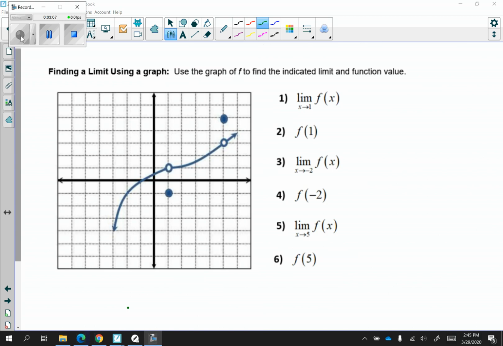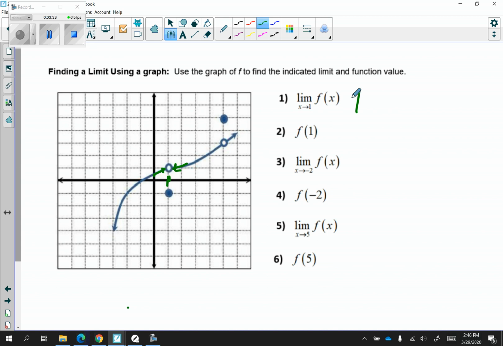If we look at the next page, it says finding a limit using a graph. Use the graph of f to find the indicated limit and function value. So let's look at number 1. Find the limit as x approaches 1 of f of x. So let's look. As I approach 1, here's 1 on the left, and on the right, it appears to be approaching the y value of 1.